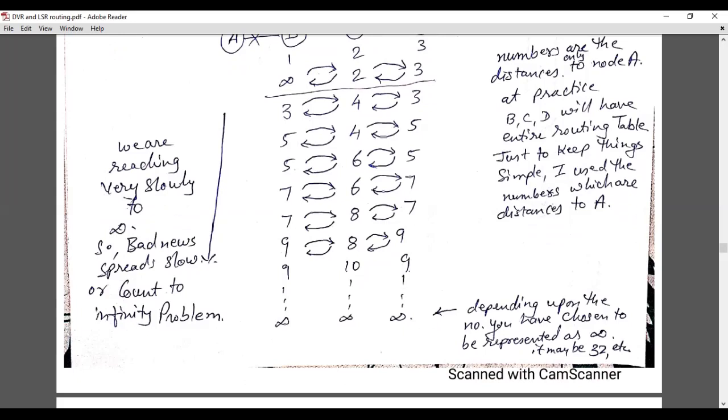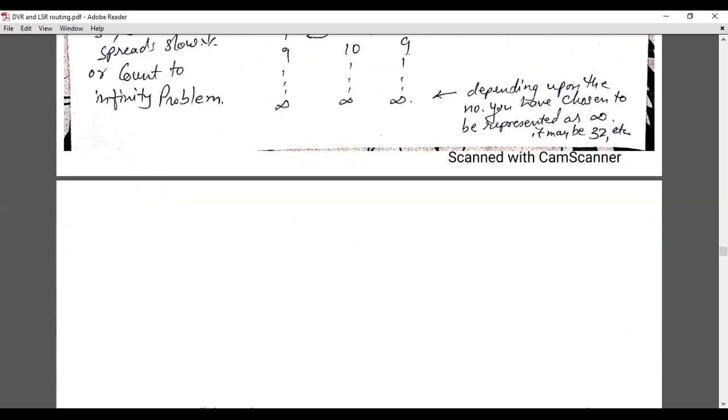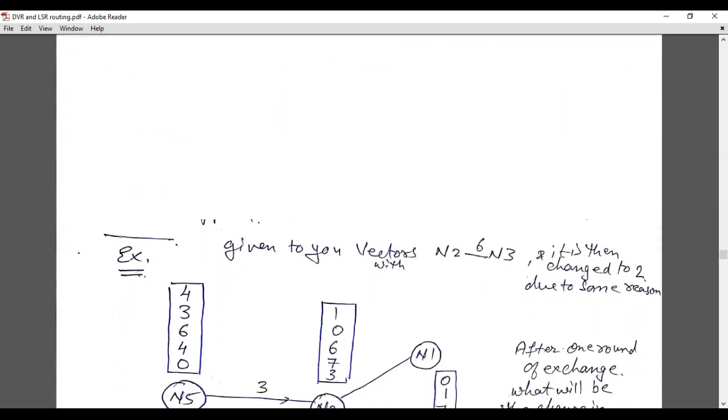So now, when you will say that it has reached infinity, depending upon the number that you have chosen to represent infinity, it may be 32 or it may be 16. When it reaches this number, you can declare that it is infinity, right? And then you can stop. So the outcome is that we are reaching infinity very slowly for the bad news. If we would have sent the next hop along with the distance vector, then there would not be any problem.